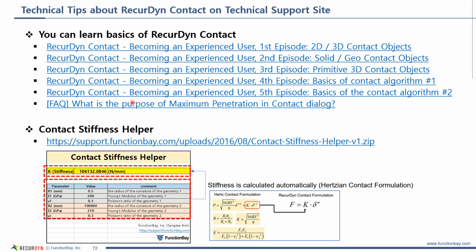But there is one, not perfect, but a simple guide to decide the initial value. It is based on Hertzian contact formulation. FunctionBase provides a helper, so you just need to enter appropriate parameters to this Excel sheet, such as radius, Young's modulus, and Poisson's ratio of both geometries. Then the stiffness is calculated.